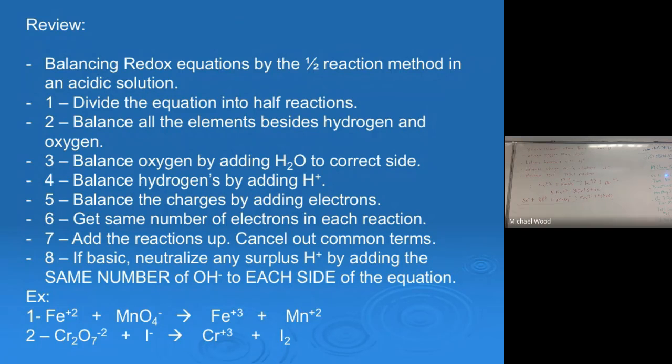Now I'm going to add this up. So the electrons cancel out. And again, if I had something else, in this case I don't, but something that was on the left and the right, I could cancel it out. A lot of times water, or I could simplify it, but I don't have that here. So what I get then is 5 Fe+2 plus 8 H+ plus MnO4- makes 5 Fe+3 plus Mn+2 plus 4 waters.